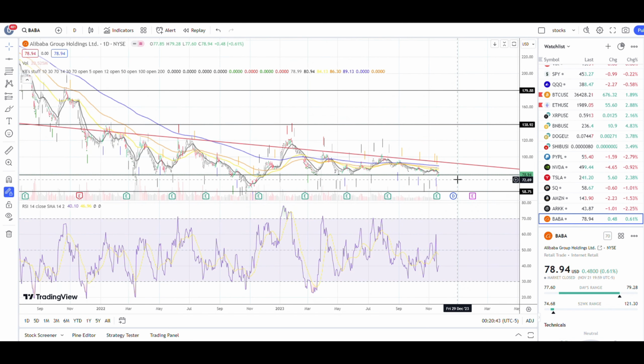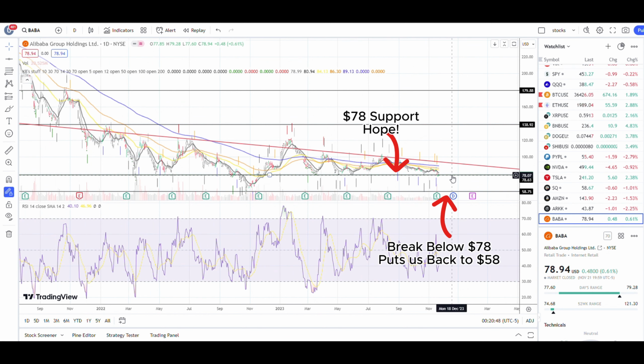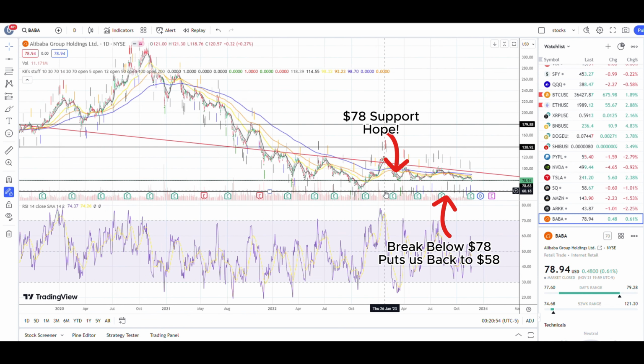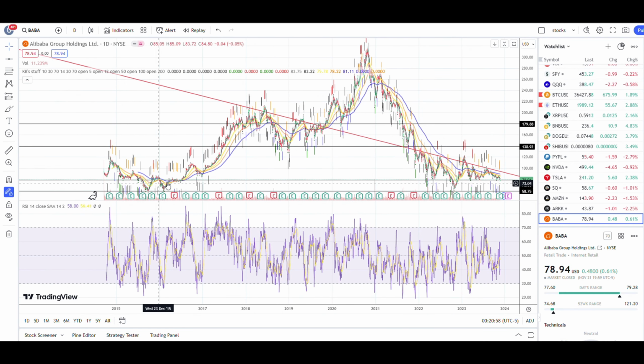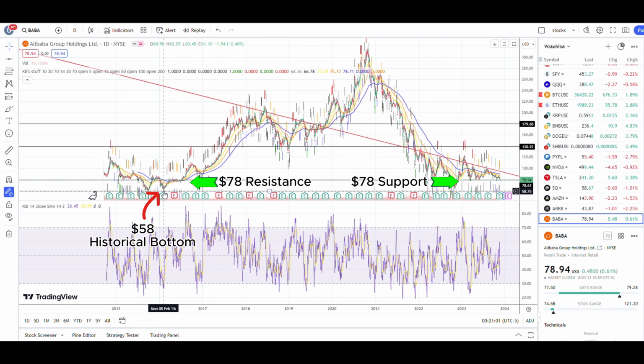So the only bit of hope that I'm seeing is this line, because if we are not able to hold this line, then I can see Alibaba stock hitting the $58 mark again, because there is no level of support in between. If we zoom out a little bit all the way and go back, this is the actual ultimate bottom that Alibaba has been in the past, around the $58.